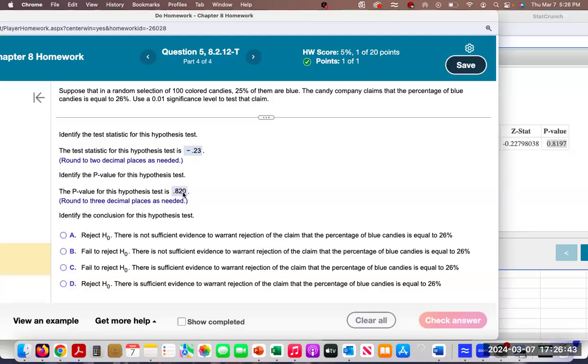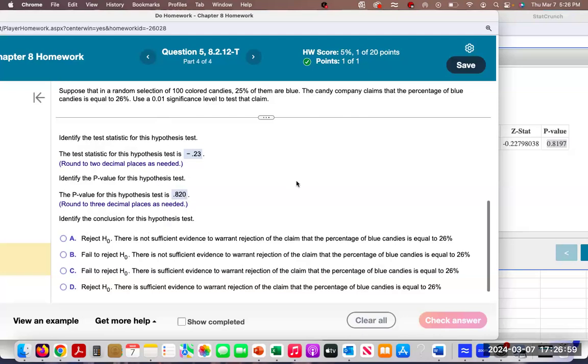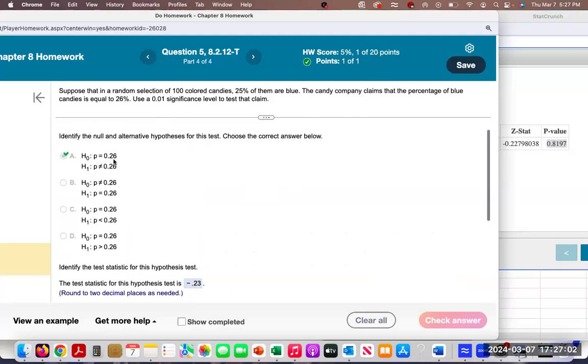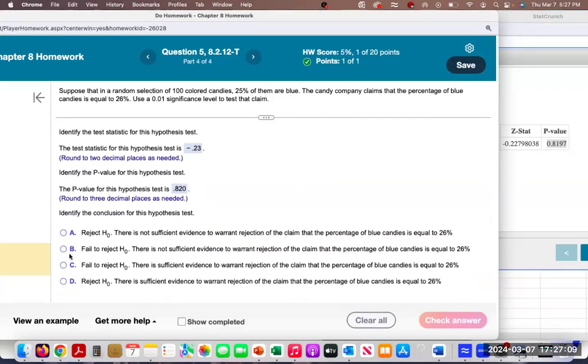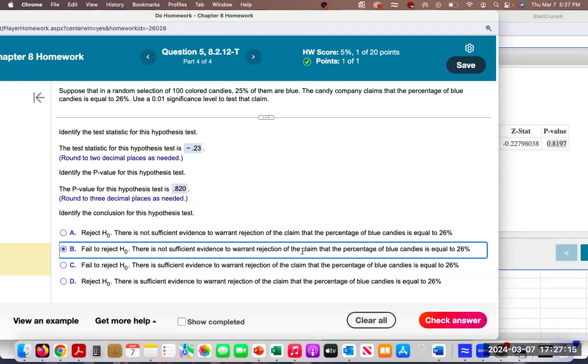So in our case, the p-value is 0.820 and the significance level is 0.01. So our p-value is greater than the significance level, so we're going to say fail to reject the null. And the claim is about the null hypothesis, which means p equals 0.26. So we're not going to reject the null hypothesis. There is not sufficient evidence to warrant the rejection of the claim that the percentage of blue candies is equal to 26%.